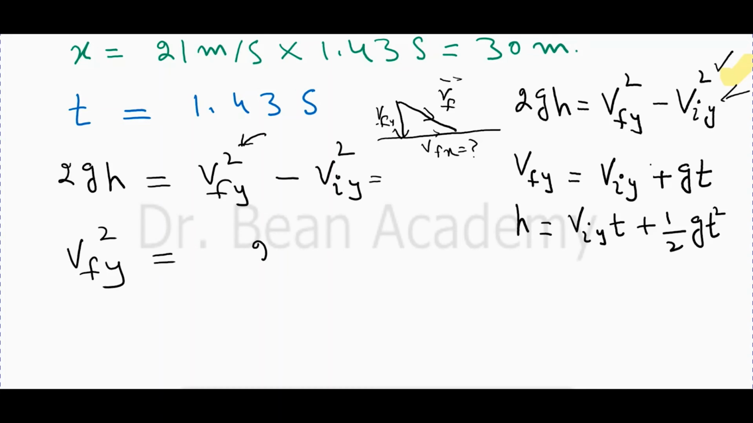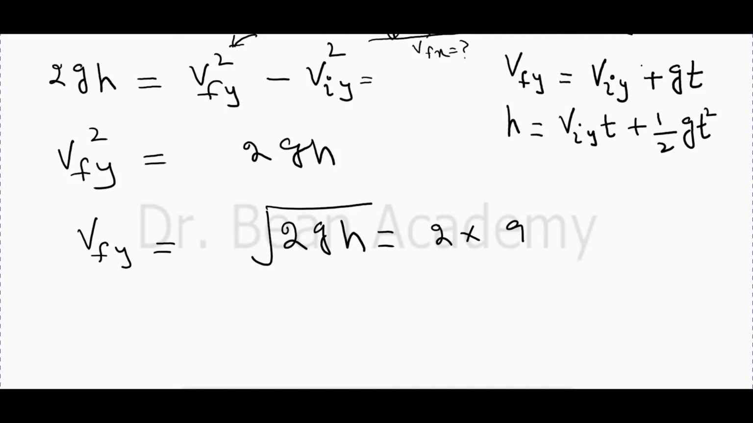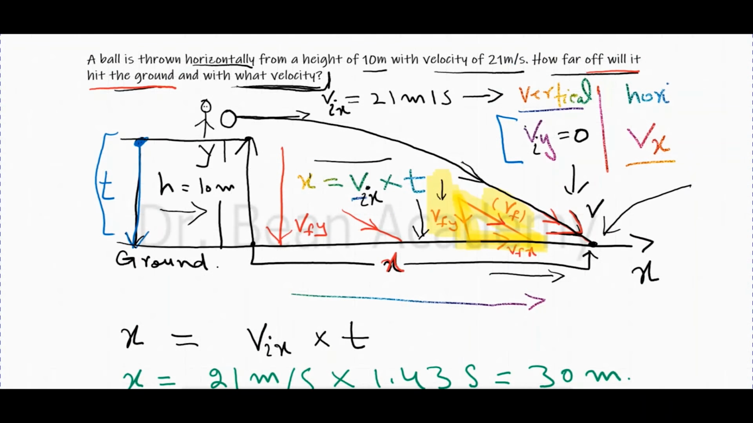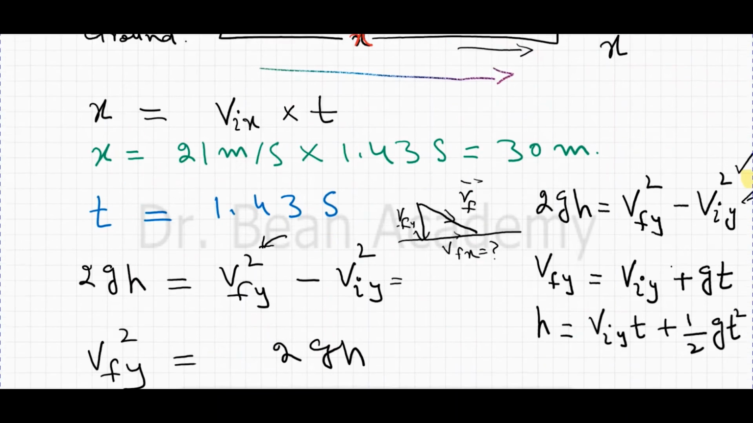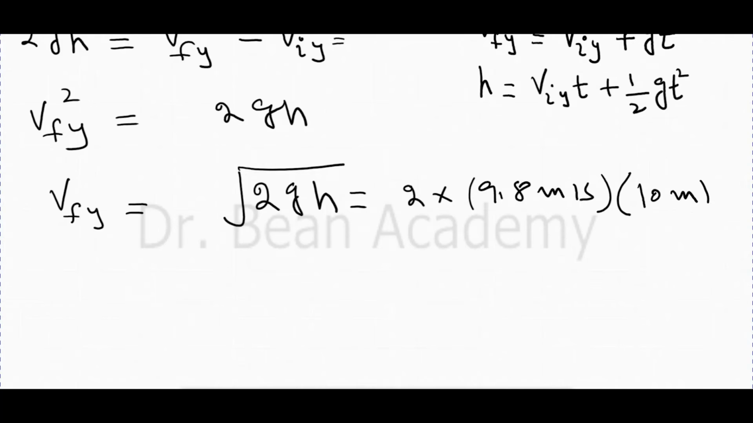Vfy squared equals 2gh, and because we want to find only vfy, not its square, it is 2gh under a square root. I am inserting the values, 9.8 meter per second squared, and then the height. If you remember, the ball was thrown horizontally at a height of 10 meters, so we put 10 meter there, and my calculator tells me that this value is 14 meter per second.